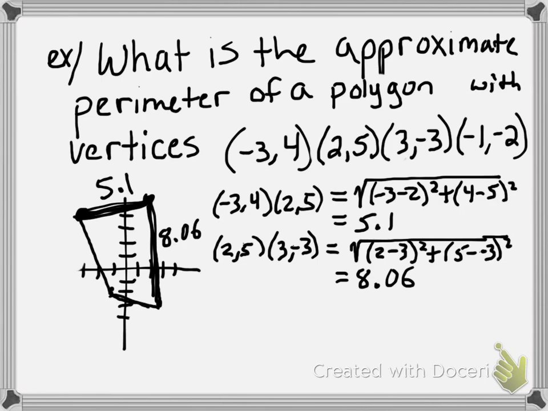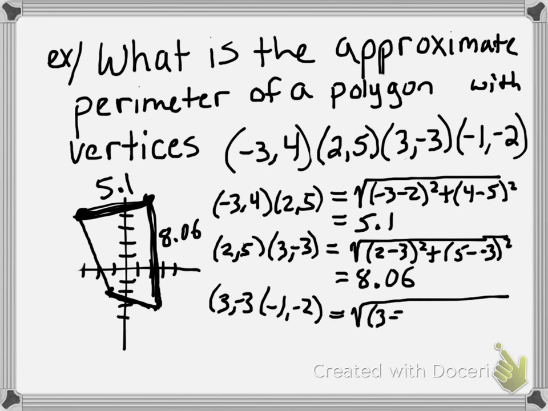Now let's say I wanted this bottom side. It doesn't matter which point you start from. I'm going to go ahead and just use my (3, negative 3) and I'm going to (negative 1, negative 2). Again, in order to find my distance formula, I'm going to subtract the x's. So I get (3 minus negative 1) squared plus (negative 3 minus negative 2) squared.